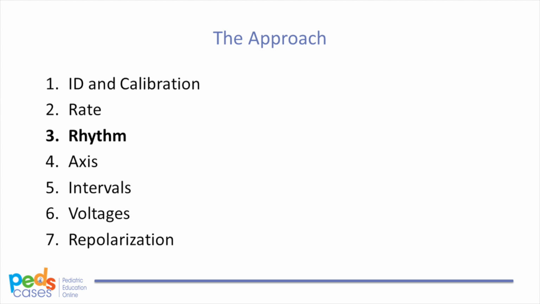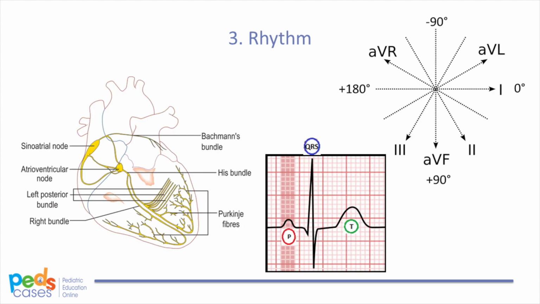The next step is to check the rhythm of the ECG strip. The normal rhythm for all ages is sinus rhythm, where the heart rate is paced by the sinoatrial, or SA node. The SA node is located in the right atrium, at the junction of the superior vena cava. As the SA node paces the heart, it sends an impulse that travels from the right atrium to the left atrium and down towards the AV node, resulting in atrial depolarization and a P wave on the ECG.